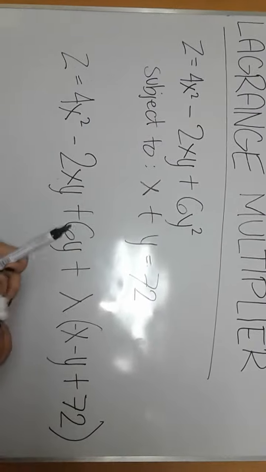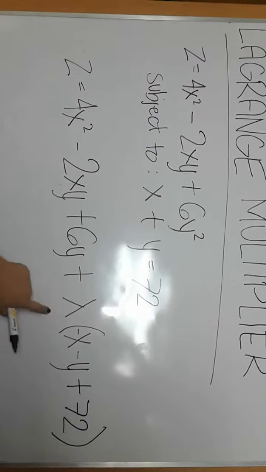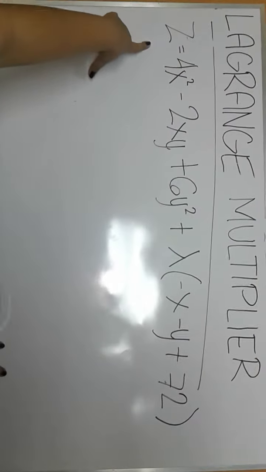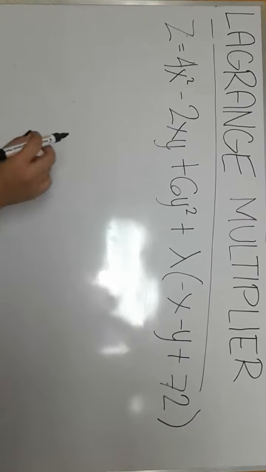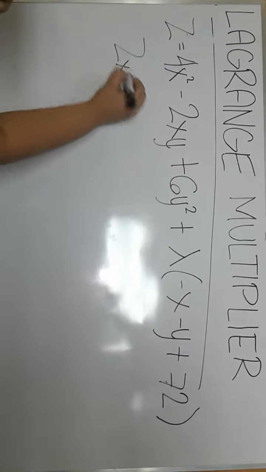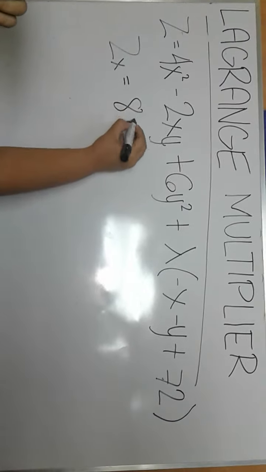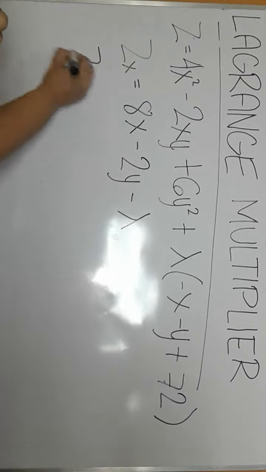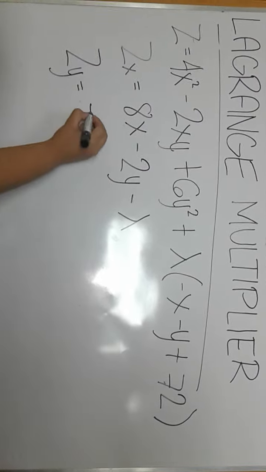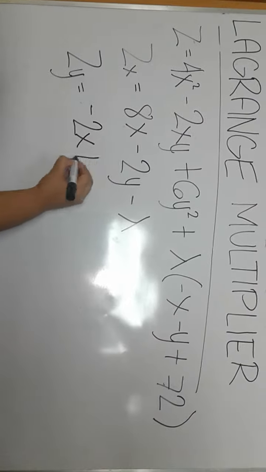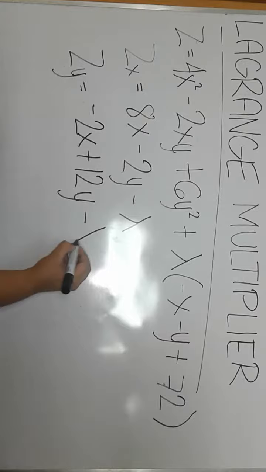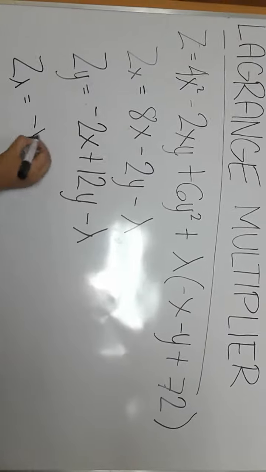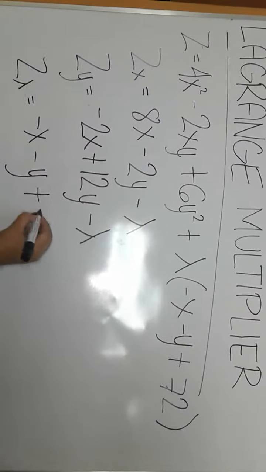Now we're going to find each variable's x, y, and lambda's first derivative. Now again, this is our maximum function. So let's find each variable's derivatives. So z of x is equal to 8x minus 2y minus lambda. Derivative of y is equal to negative 2x plus 12y minus lambda. And the derivative of lambda is equal to negative x, negative y plus 72.